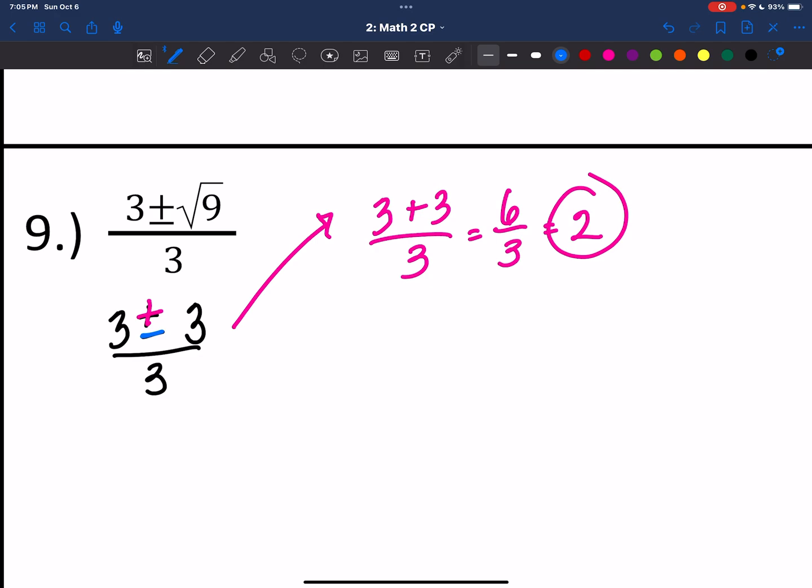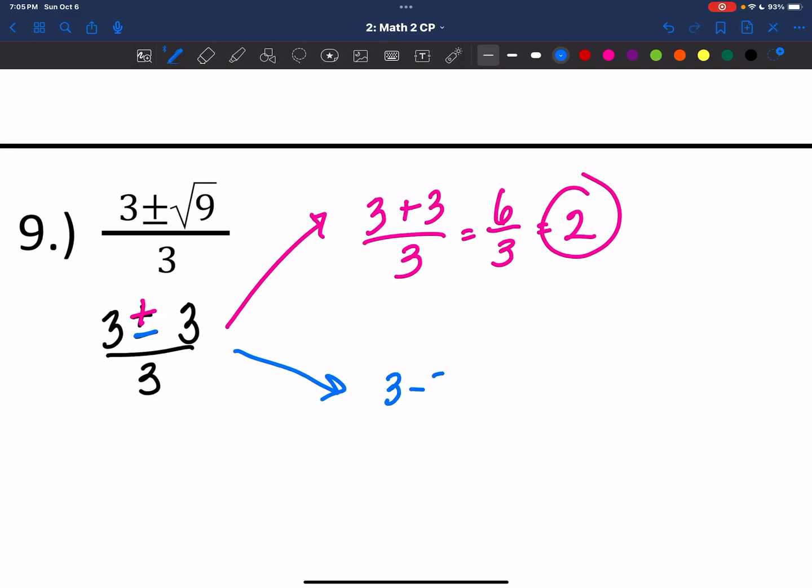And now, since you have this minus, you also have to go this way. And the reason we can do this is because we know the value and it's simplified. We didn't have an imaginary number or a radical or anything. We can actually find the value of that.